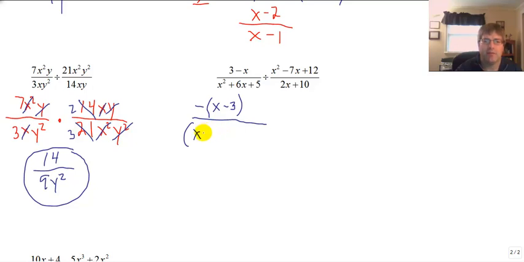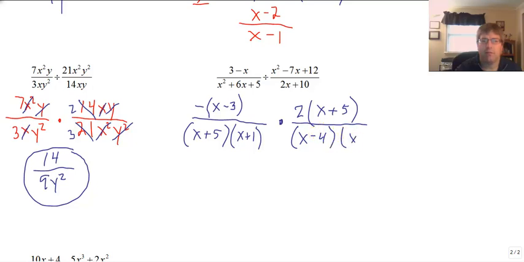Factors of 5 that add up to 6. So x plus 5 times x plus 1. And I'm going to flip and factor at the same time here to save myself a little space. So my denominator factored in my numerator becomes 2 times x plus 5. And my numerator factors into x minus 4 times x minus 3. So now I've factored everything, I've flipped my fraction, I've taken my reciprocal.